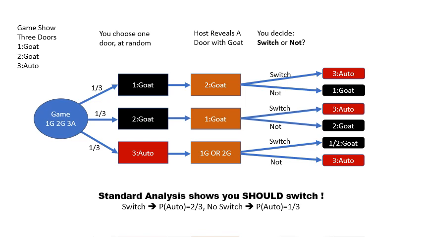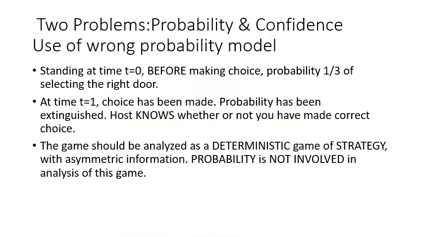However, this is one model, one probability branching model, but there are other models which you can apply which lead to different results. So there are actually 2 problems with this analysis. One is that this analysis fails to differentiate between probability and confidence. After you have chosen the door, the host knows whether you have chosen the automobile or the goat, and this knowledge must be taken into account because there is no longer probability. Whatever probability was there before you made the choice does not exist after you made the choice.